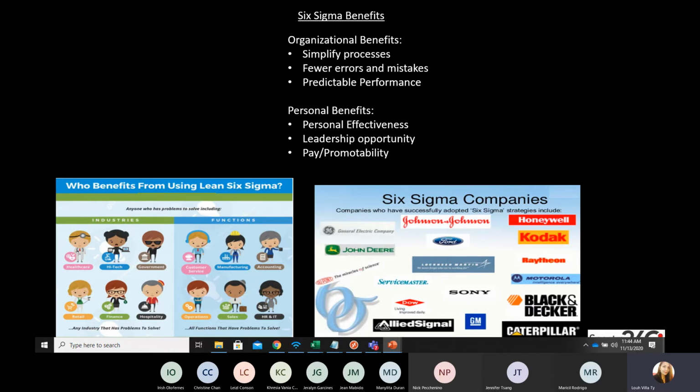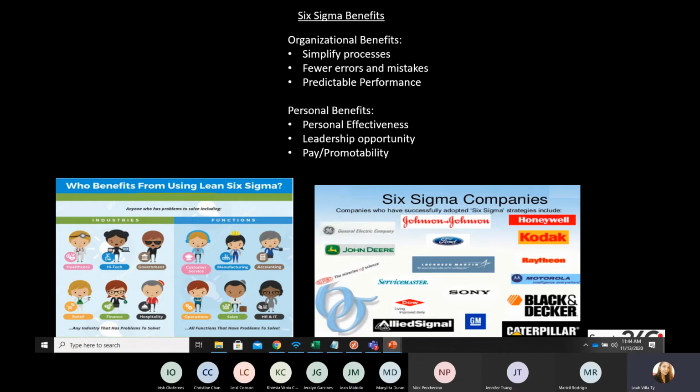Anyone. Every industry out there benefits from it. It could be healthcare, technology, government, retail, accounting, finance, hospitality, customer service, HR, IT, sales, and even operations. These are just some of the companies who have successfully adopted Six Sigma strategies. They include Johnson & Johnson, Honeywell, Kodak, Ford, Black & Decker, Caterpillar, Sony, ServiceMaster, and Allied Signal, and many more.